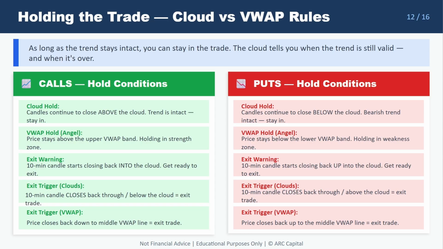So for puts, your holding condition for the cloud is when the candles continue to close below the cloud. This is identifying a bearish trend staying intact, stay in. A VWAP hold is when price stays below your lower VWAP band, holding in the weakness zone. Same kind of way how we use the upper band as that hold, right? Your exit warning is when the 10-minute candles start to close back up into the cloud. Start getting ready to exit. Your exit trigger for the cloud would be a 10-minute candle close back through or above the cloud. Exit the trade because we are potentially going to get a trend shift. Your exit trigger for VWAP is when price closes back up to the middle VWAP line. This means exit your trade.